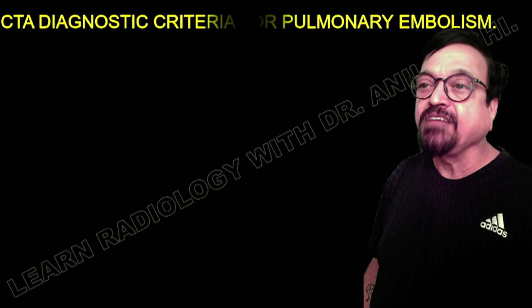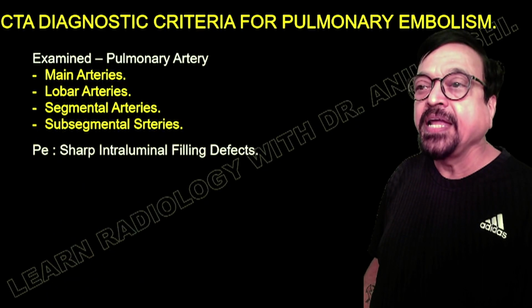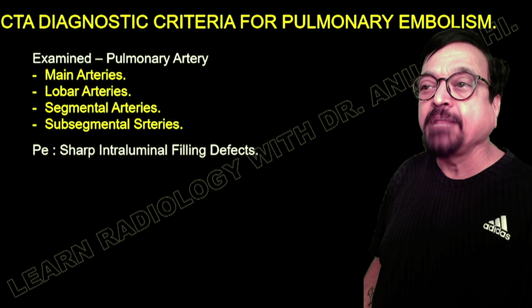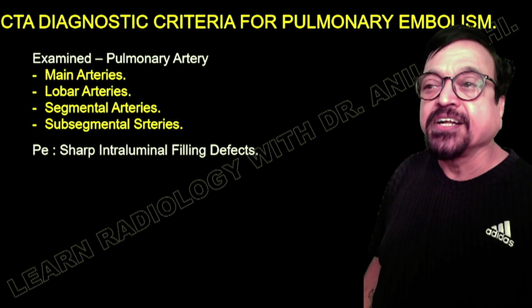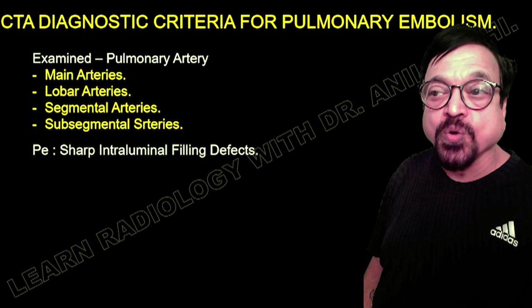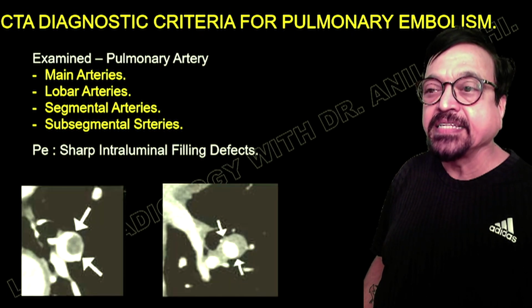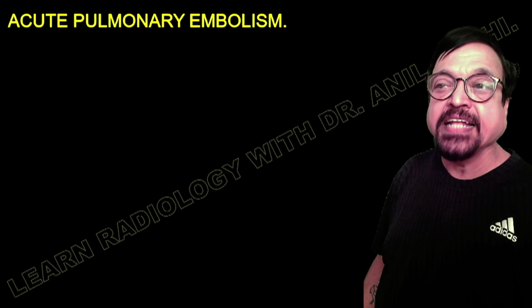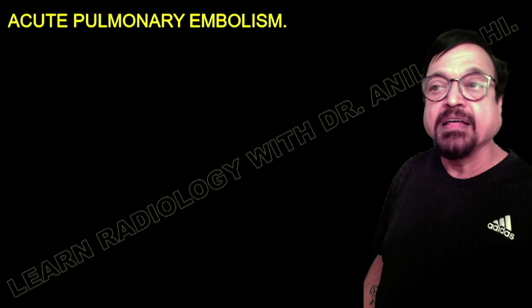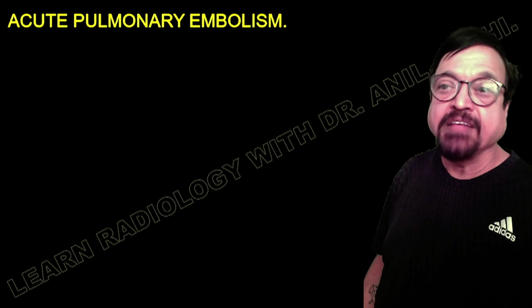Now, what are the CT findings? There will be changes in the main pulmonary artery, lobar arteries, segmental arteries, and subsegmental arteries. These will show the changes. Now, here you are seeing there is a filling defect. So the direct and definitive sign is to find a filling defect in the pulmonary artery. This is always seen when there is contrast.